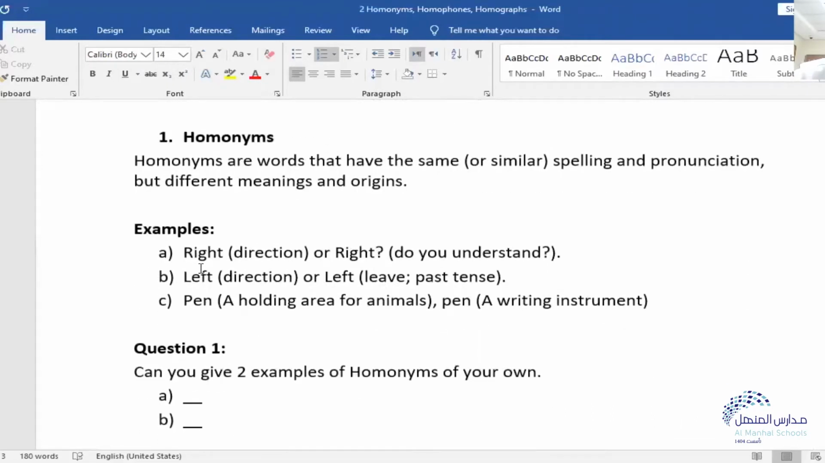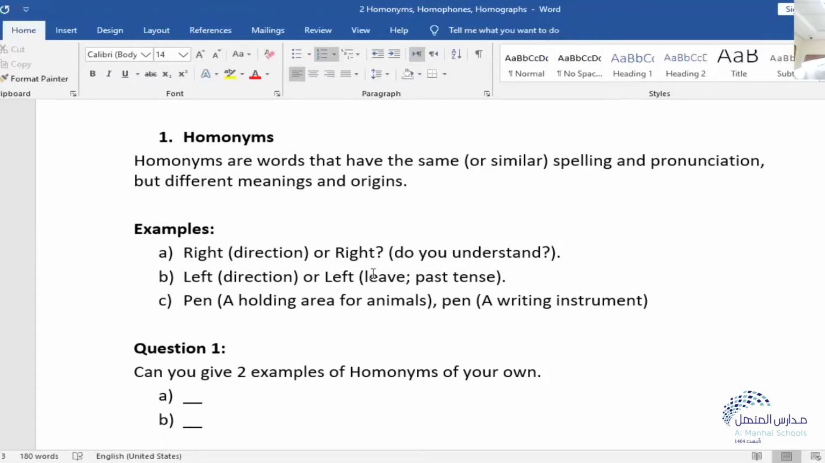Homonyms is the first one, and these are words that have the same or similar spelling and pronunciation, but have a different meaning and a different origin. So they start from a different place. The definition is actually quite simple, so let me give you an example.